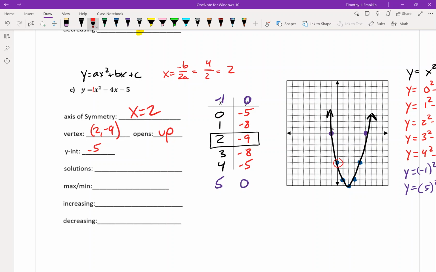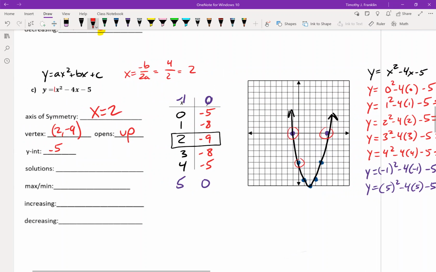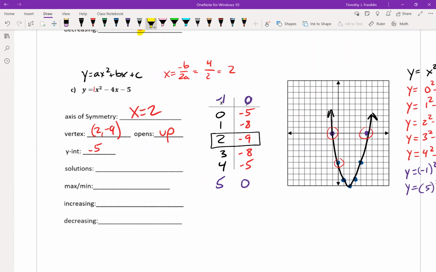The solutions are the x-intercepts, which we found after our original 5, these two numbers right here. So that would be x equals negative 1 and 5. Our vertex is a minimum because the graph opens up. And from left to right, we are decreasing and then increasing. So we're increasing after the AOS, x is greater than 2, and we're decreasing before the AOS.